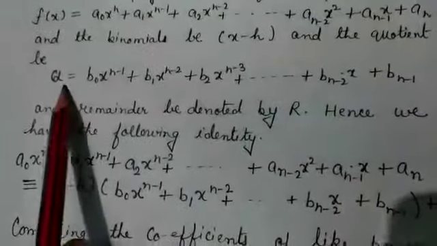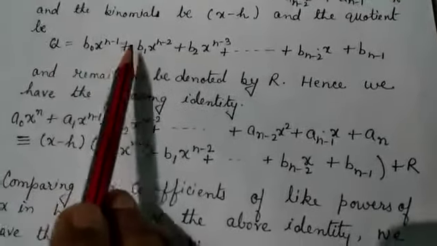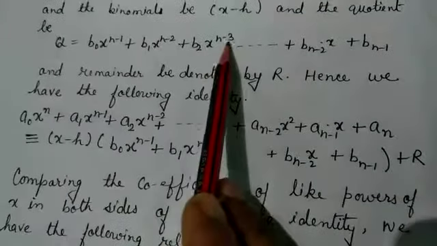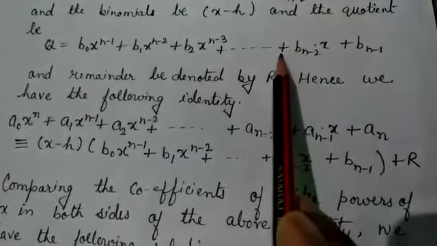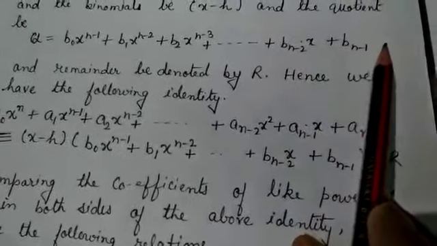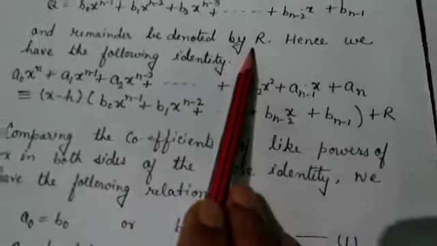Let the quotient be q = b0 x^(n-1) + b1 x^(n-2) + b2 x^(n-3) + ... + b(n-2) x + b(n-1). And let the remainder be denoted by r. Hence, we have the following identity.